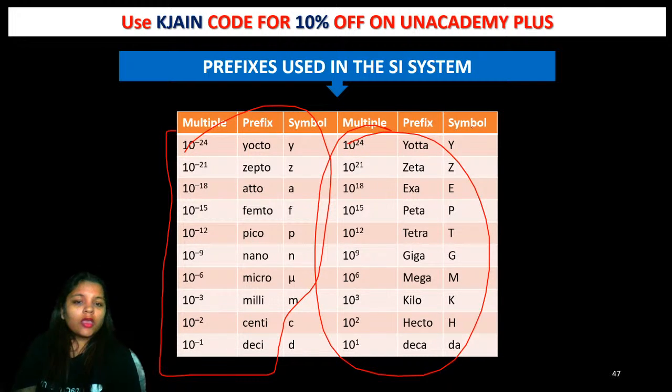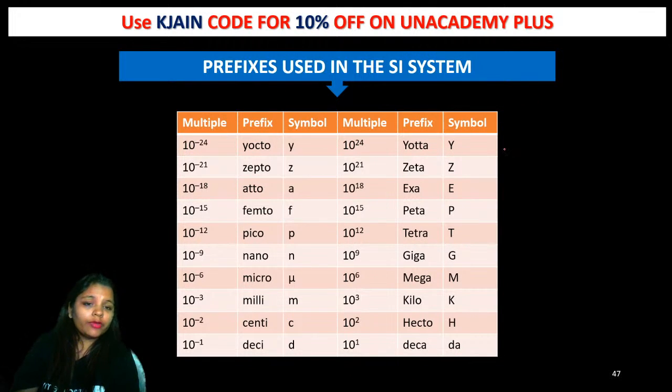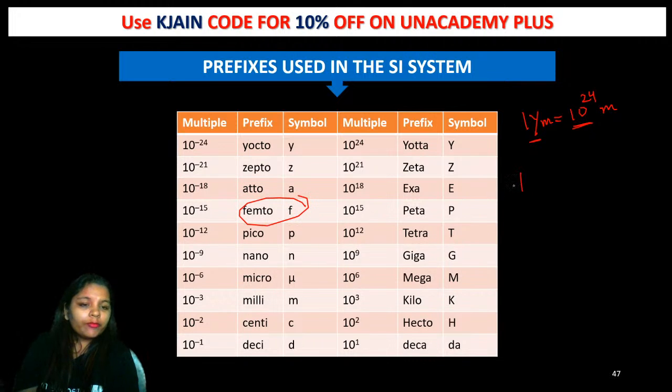For example, 1 yotta meter is nothing but 10 raised to the power 24 meter. So yotta is representing 10 raised to the power 24. Similarly, if I write 1 femtometer, then it is representing 10 raised to the minus 15 meter. So this is the meaning of f here.